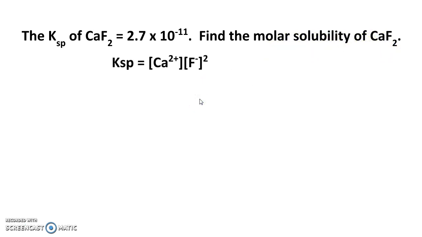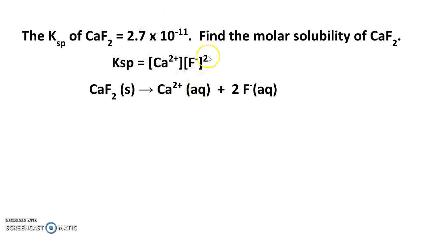So again, the Ksp for this will be calcium ion times fluoride, but the fluoride is going to be squared because you have two of them in the equation. So if we were to write this equation out, we have the calcium fluoride solid breaking up into calcium ion and two fluorides. So again, the 2 is there because of the fact you have two of them.